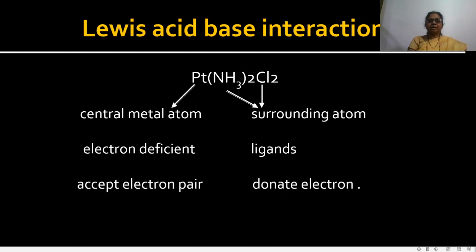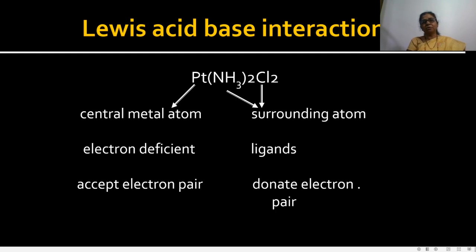The central metal ion is electron deficient, so it accepts the electron pair, and these ligands, which are electron rich centers, donate the electron pair. From the concept of Lewis acid, species which can accept an electron pair are called Lewis acids, and species which can donate an electron pair are called Lewis bases.